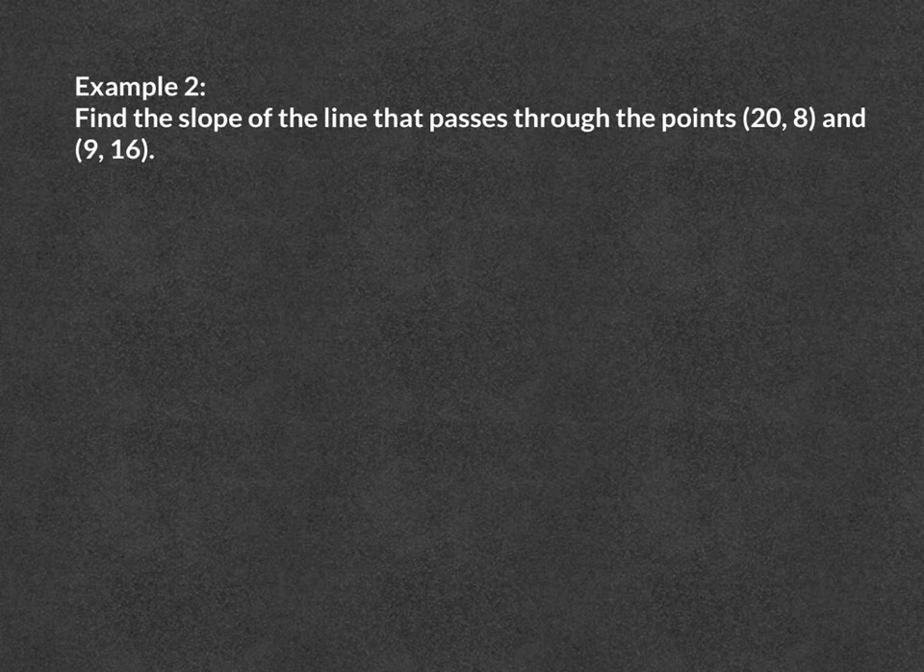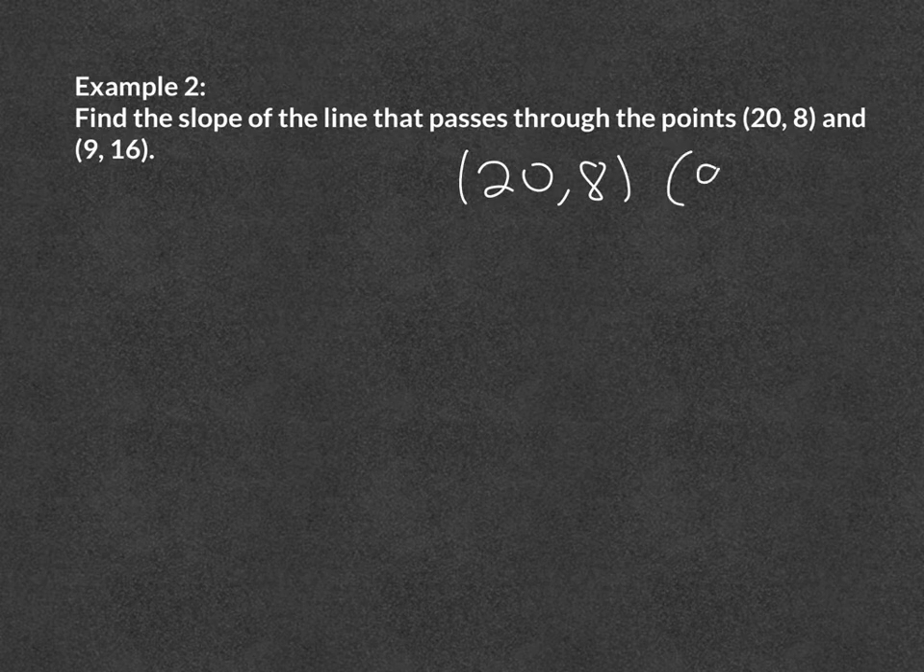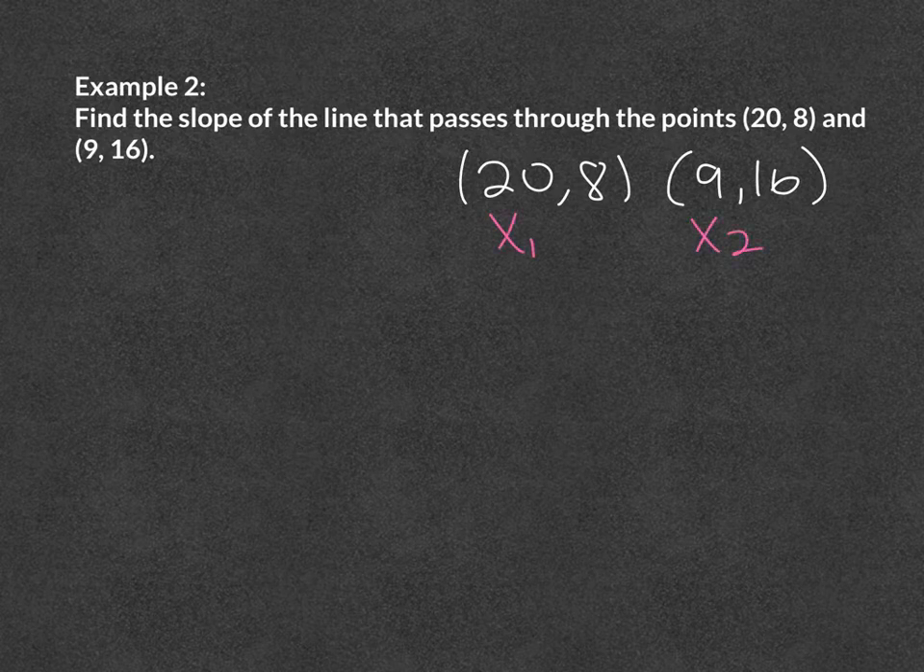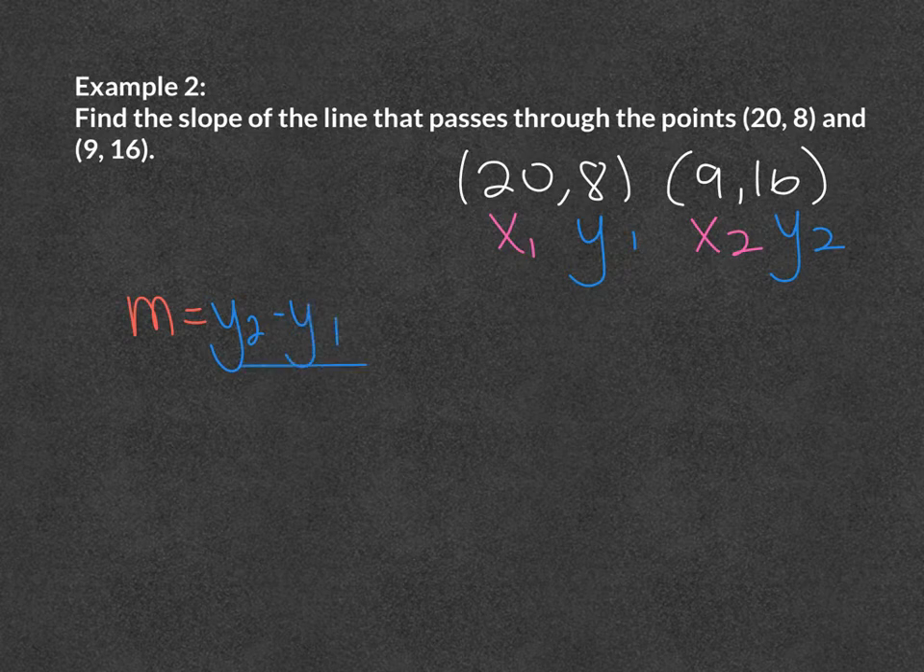Example number 2. Find the slope of the line that passes through the points (20, 8) and (9, 16). So first I'm going to rewrite my points. So I have (20, 8) and (9, 16). I'm going to label my points. I have x sub 1, x sub 2, y sub 1, y sub 2. I'm going to write my formula for slope, which is m equals y sub 2 minus y sub 1 all over x sub 2 minus x sub 1.